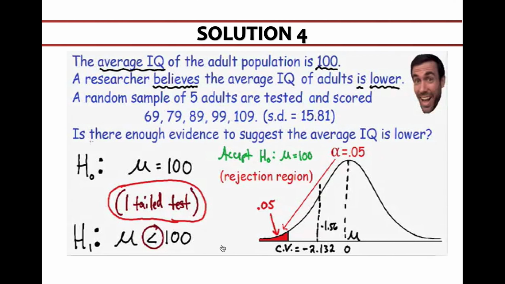So what is this question asking? Is there enough evidence to suggest that the average IQ is lower? No, there is not enough evidence because we accept our null hypothesis that it stays the same. The average IQ is still equal to 100.